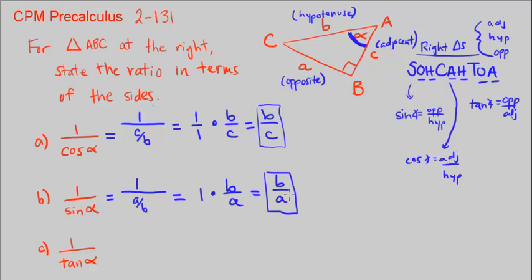And we're done. Likewise, here we have 1 divided by tangent of alpha. Tangent, remember, is opposite over adjacent. Opposite is A. Adjacent is side C. We know the reciprocal of the denominator is what we're going to multiply by. So it's 1 times C over A, and that's just C over A. So that is all of these 3 ratios in terms of the sides of our triangle ABC. So that ends CPM Precalculus Chapter 2, number 131.